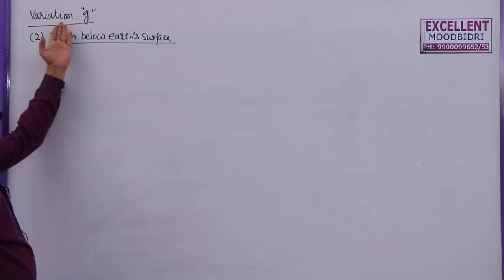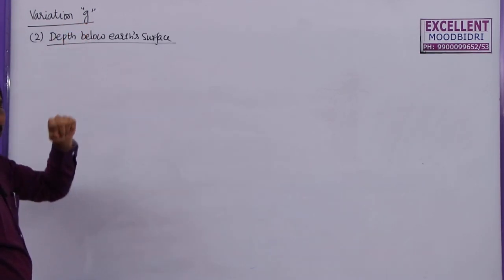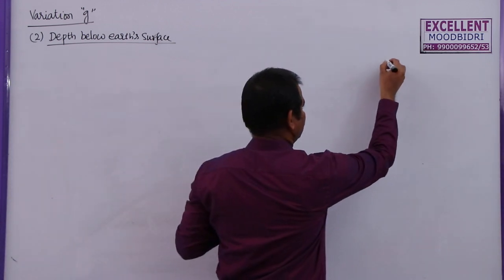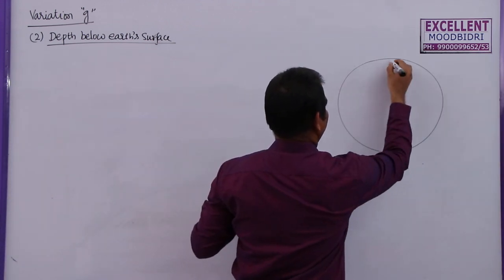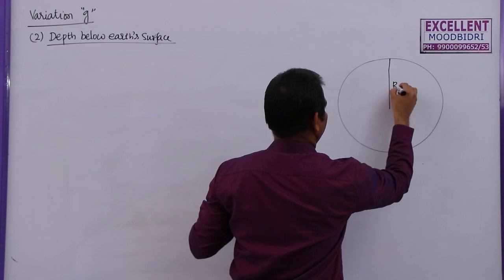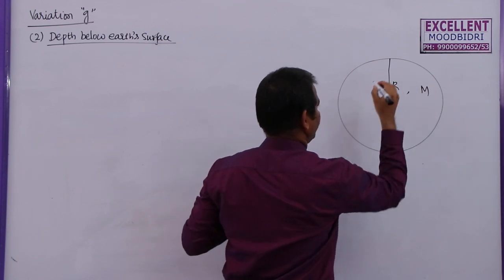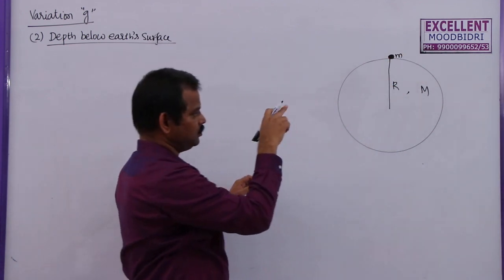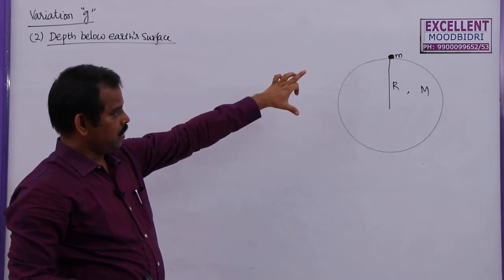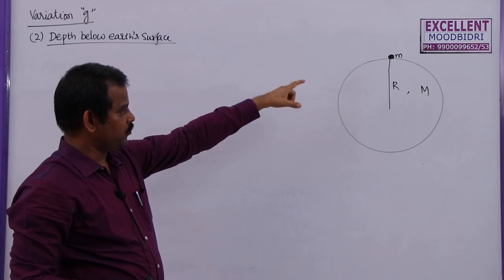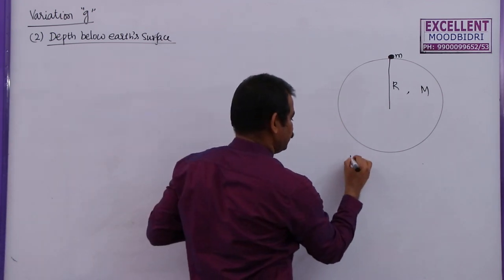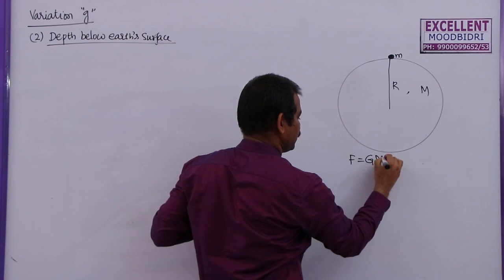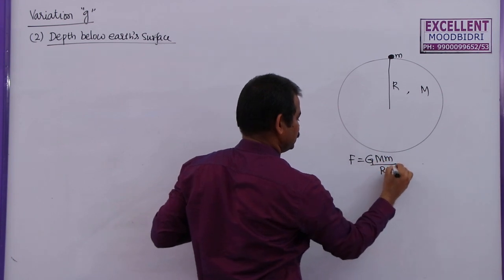Second one, variation of small g with depth below the earth's surface. We know that this is our earth of radius r with mass m. Now if you keep a body of mass m here, what is the small g value, or what is the force of attraction between these two bodies? First of all, F is given by capital G, capital M, small m by r square.